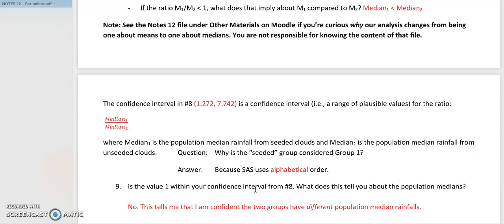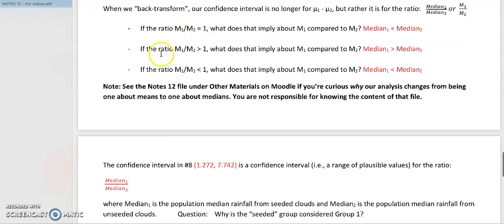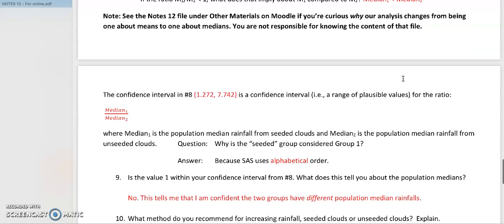The first thing we want to check whenever we make one of these intervals for a two independent samples problem, and then we back transform it at the end, is we want to see if the number 1 is inside of our confidence interval. And that's because of this thing that we saw before, where if our ratio is above 1, that means we think median 1 is bigger. If our ratio is below 1, that means we think median 2 is bigger. And so if 1 is not in our interval, we're going to feel confident that one or the other of our medians is bigger than the other.